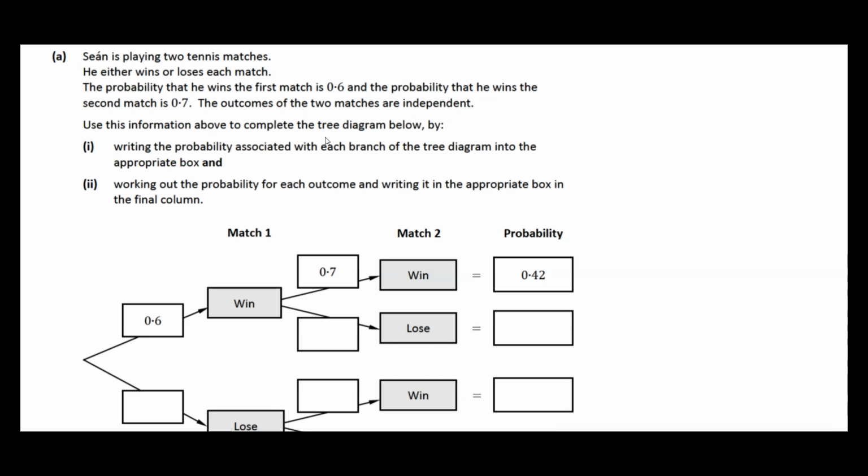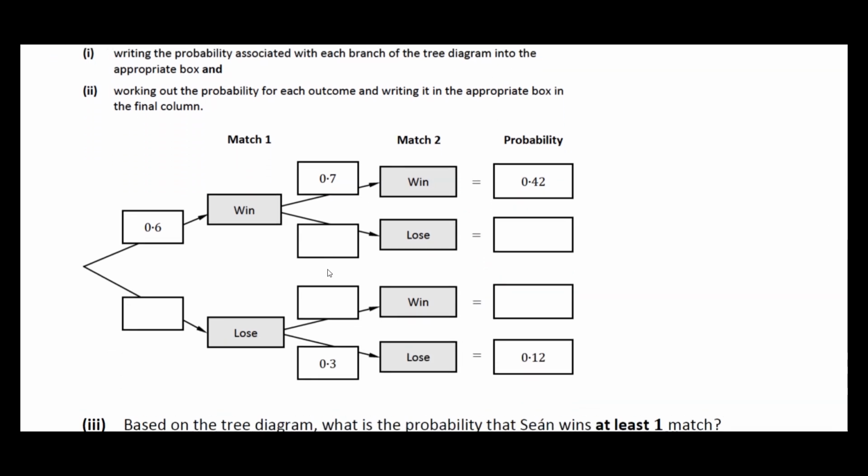Use the information above to complete the tree diagram by writing the probability associated with each branch of the tree diagram in the appropriate box. So that's where we have to write those and work out the probability. So this is the probability that we're going to work out. So how do we do that?